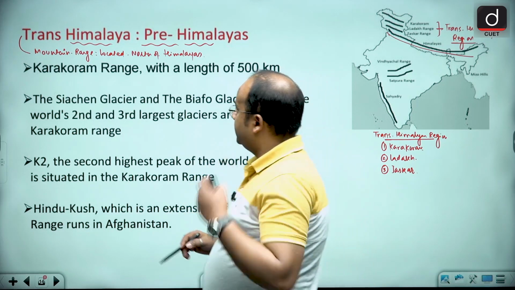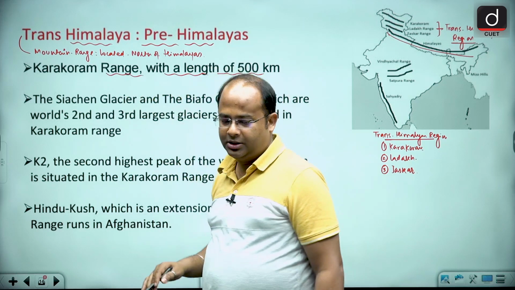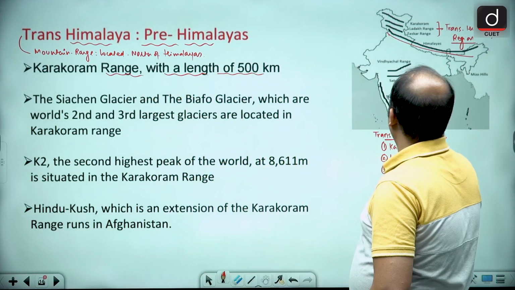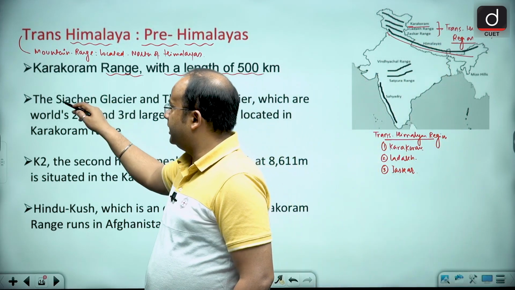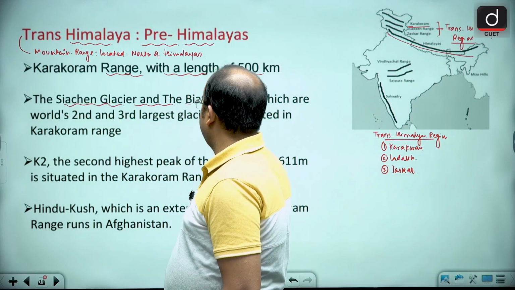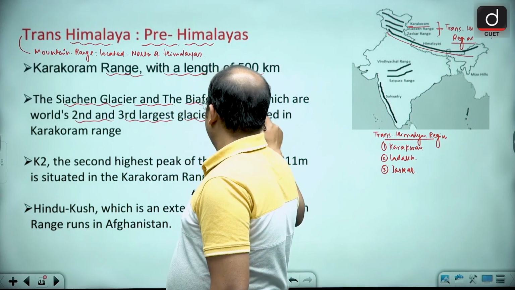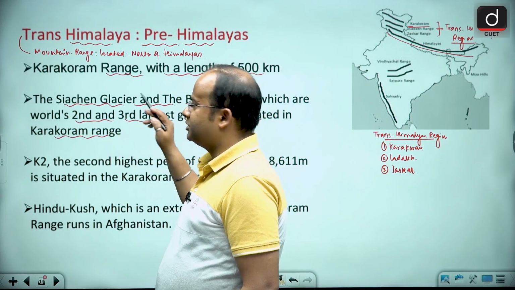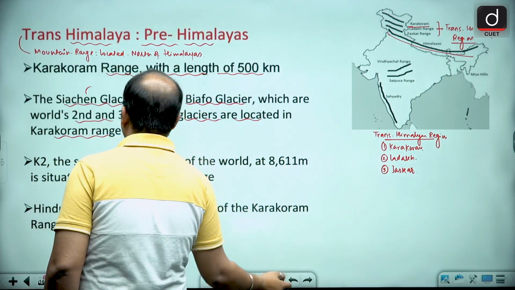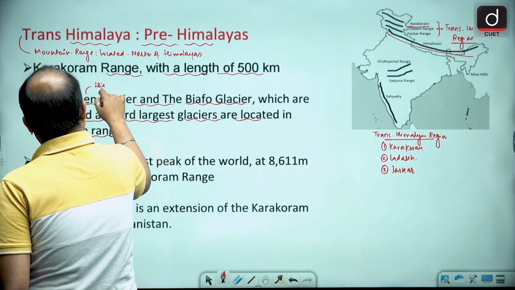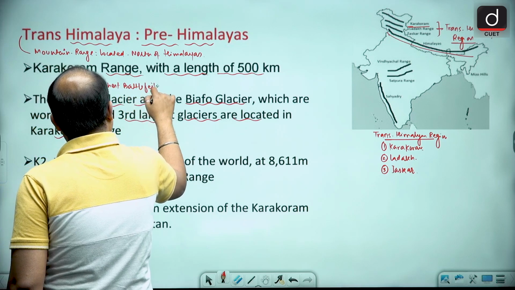Now first of all, guys, the Karakoram range. The length of the Karakoram, the first range, is 500 kilometers. Other than this, in this range, Siachen Glacier and Bafo Glacier, the world's second and third largest glaciers, are located in the Karakoram range. Siachen Glacier is also the highest battlefield in the world.